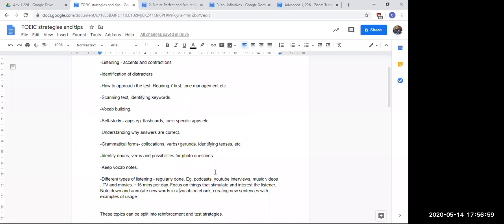Okay. So the main things there are listening and reading. I mean, these are our 2 parts of the TOEIC. So start here at the bottom. There are different types of listening, and you need to do it regularly. Okay, so we can listen to things like podcasts. I'd recommend that for advanced speakers, advanced learners, because in podcasts we can't see the people.